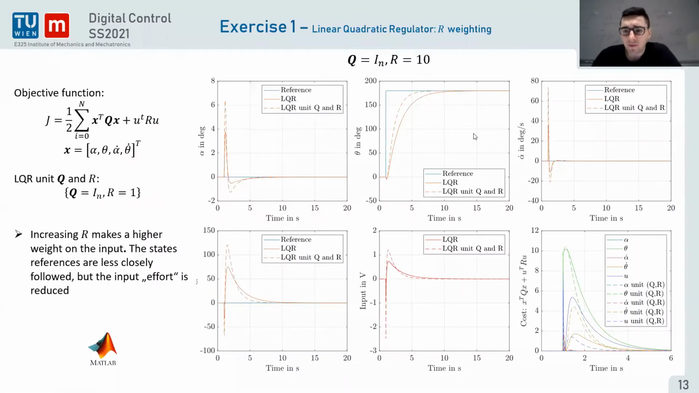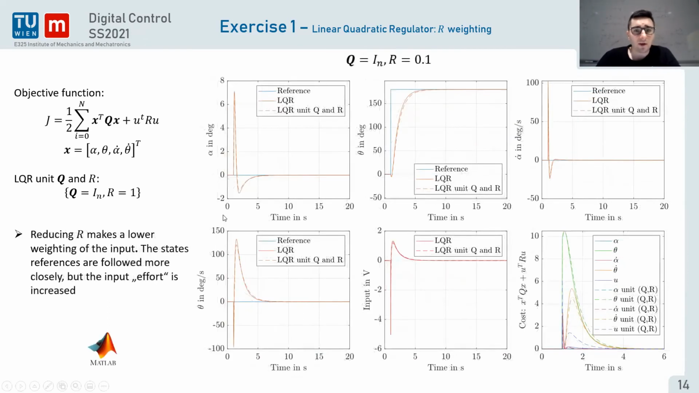So here, if you look at the cost function, you see that the cost term with respect to the input, it's not really clear, but it's higher. So that means that because it's 10, even if we use less control action, the cost will be higher because it's 10 times higher. Now we can do the same with reducing R.